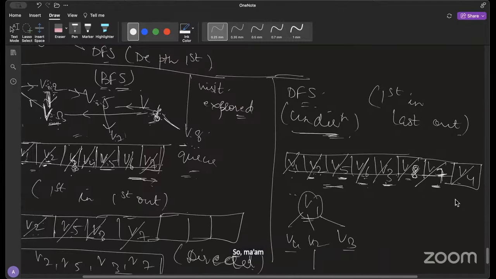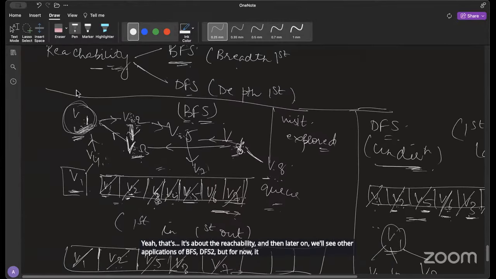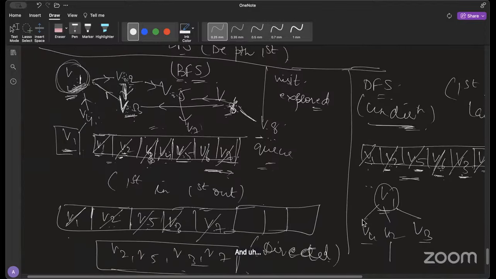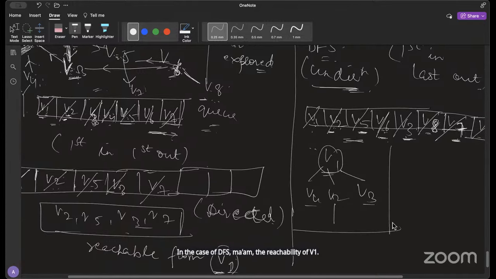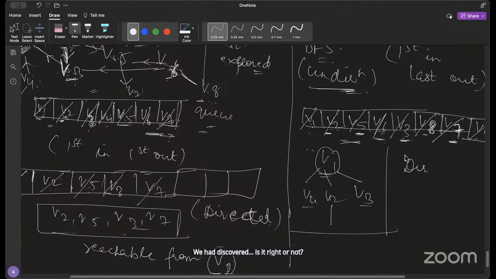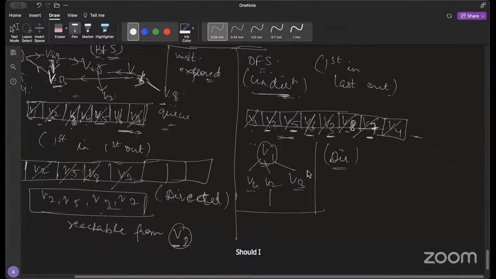Ma'am, these two methods, DFS and BFS, the only mission of ours is to know the reachability, right? That's all. It's about the reachability. Later on, we'll see other applications of BFS and DFS too, but for now, it's just reachability. In the case of DFS, the reachability of V1 we had discovered. So all the vertices that are there in the stack are reachable from V1 for an undirected graph. If you do the same for a directed graph, things will change. Should I do the directed one too?